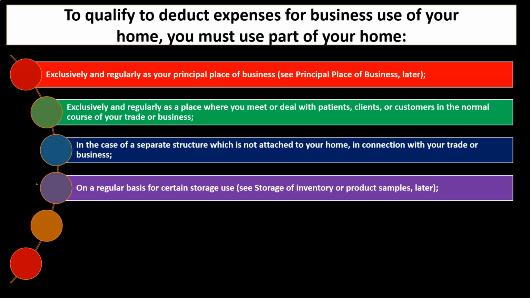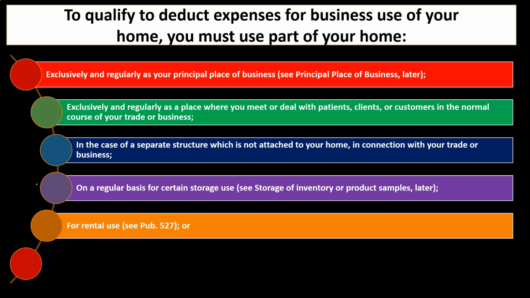So we could have a situation where we have storage use for it, so it's not our principal place of business in that case, but we have storage use, so that would be kind of a separate or more specialized type of area. So we see storage of inventory or product samples later, so we may not go into that in as much detail, but we're going to touch on that. So if you're talking about inventory rather than basically your office or where you're meeting clients, then you might want to go in and research more detail on that.